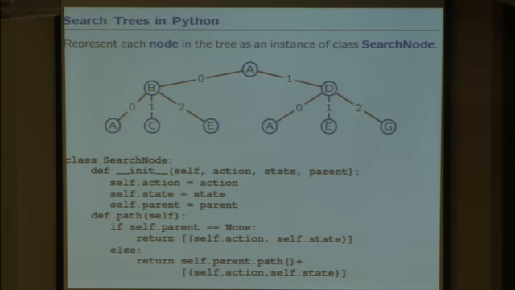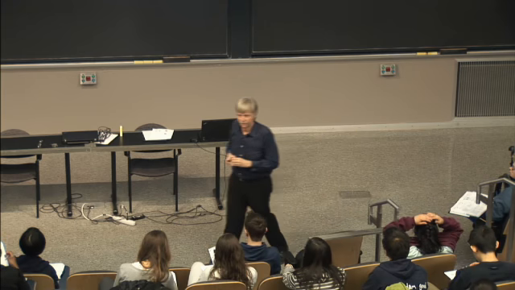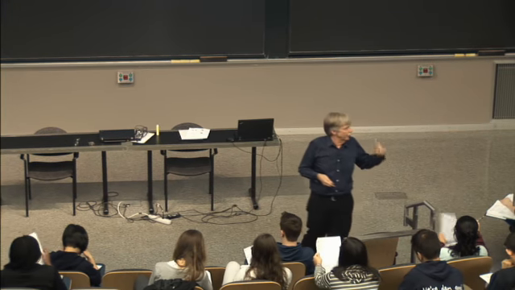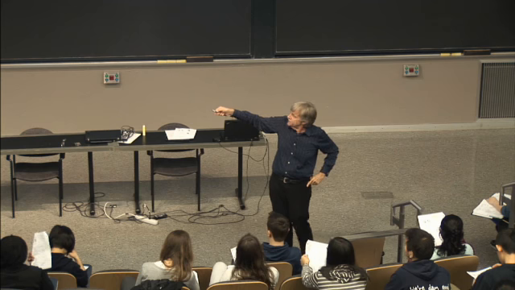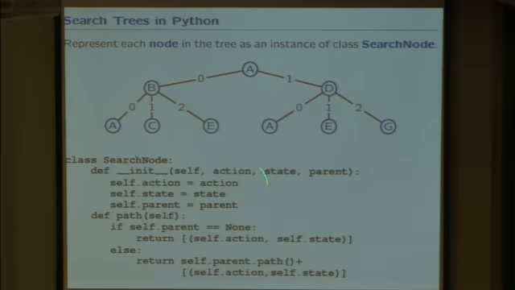OK. I'm not quite done. That's enough to completely specify the tree, but now I have to build the tree in Python. Not surprisingly, from our object-oriented past, we will use an object-oriented representation for that tree. So we'll specify every node in the tree as an instance of the class search node. Search node is trivial. Search node simply knows what was the action that got me here, who's my parent, and what's my current state. So when you make a new node, you have to tell the constructor those three things. So what was the action that got me here? What's my current state, and who is my parent?